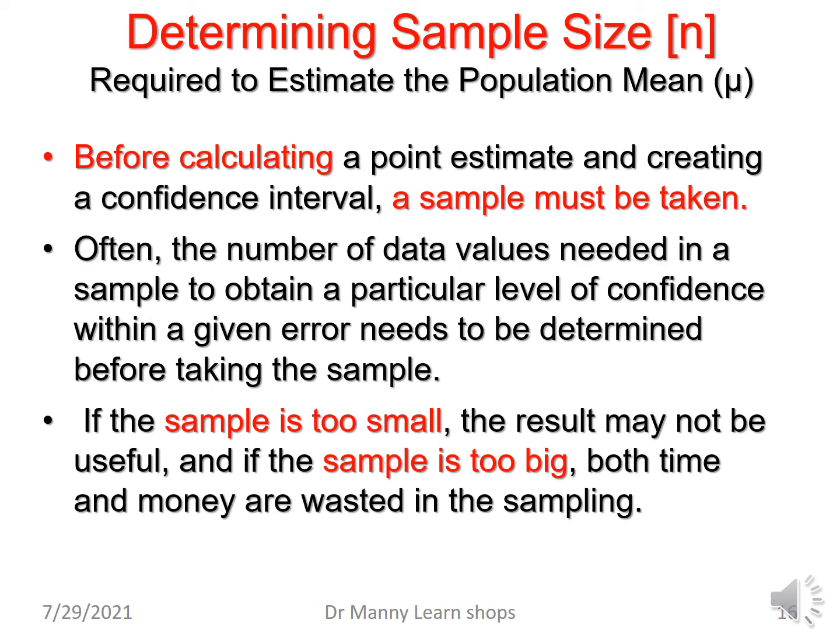Determining sample size. This is required to estimate the population mean. Before calculating a point estimate and creating a confidence interval, a sample must be taken. Often the number of data values needed in a sample to obtain a particular level of confidence within a given error needs to be determined before taking the sample. If the sample then is too small, the result may not be accurate or useful. If the sample is too big, both time and money are possibly wasted in the sampling process.